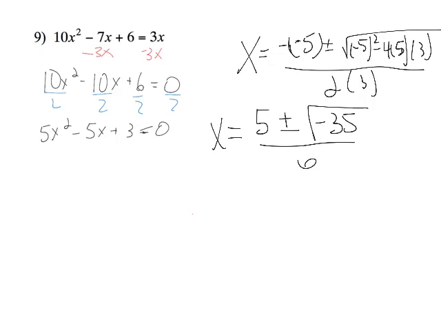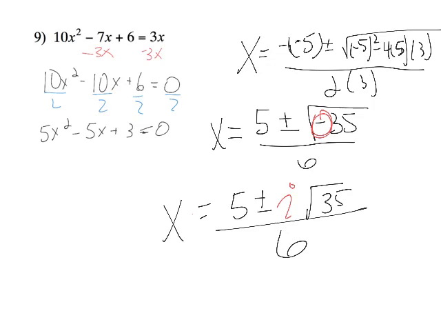So the only thing that we can do is take the square root of that negative 1 right there. So we'll have an i out front. So x equals 5 plus or minus i radical 35 over 6. Now, that's our actual answer, which is glorious.